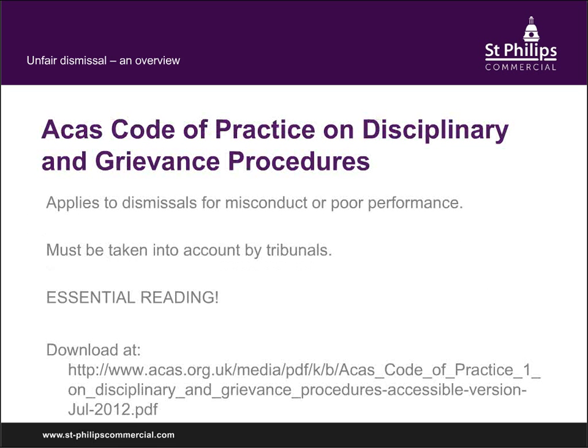The ACAS Code of Practice on Disciplinary and Grievance Procedures applies to dismissals for misconduct or poor performance, and it must be taken into account by tribunals in deciding whether an employer has acted reasonably in relation to following a fair procedure and giving fair warnings prior to a dismissal. The code is essential reading for anybody involved in a dismissals process, and the code and the statutory guidance can be downloaded free of charge from the ACAS website. So I've put that link there on the slide.